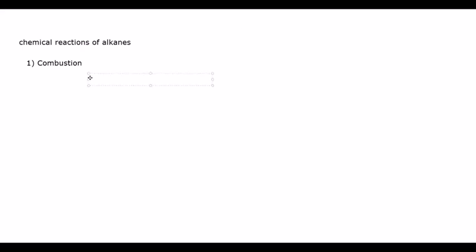So in combustion, if we have alkane plus oxygen, for a complete combustion, it will give carbon dioxide plus water. That will be the product which is formed by combustion of alkane. So when we burn these alkanes, reacted with oxygen, it gives carbon dioxide plus water.